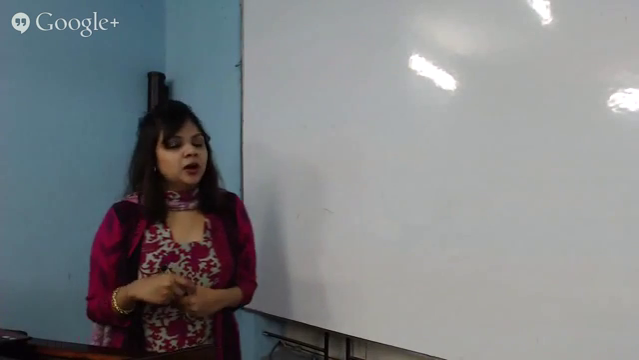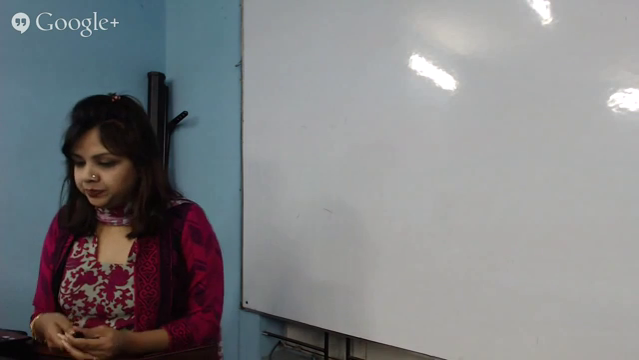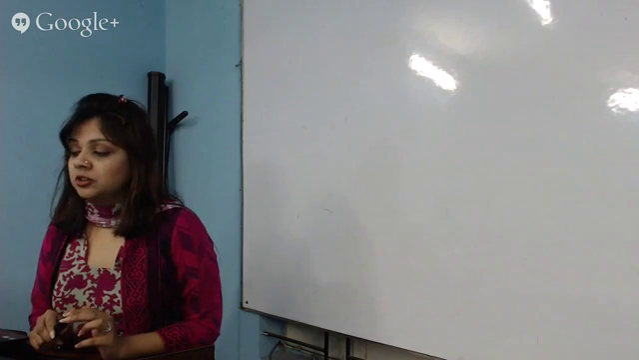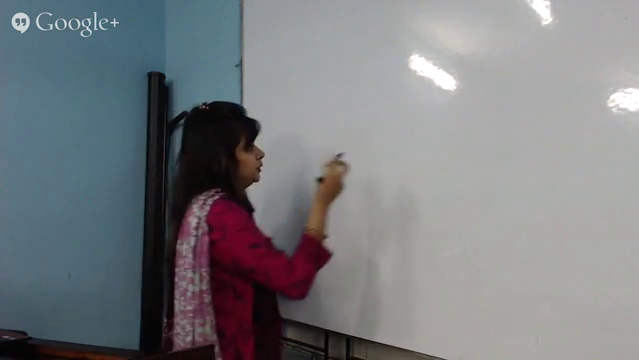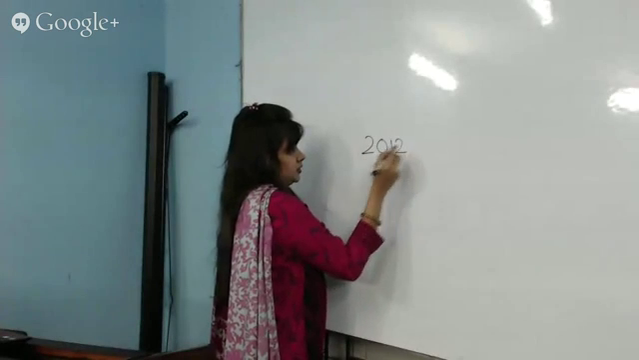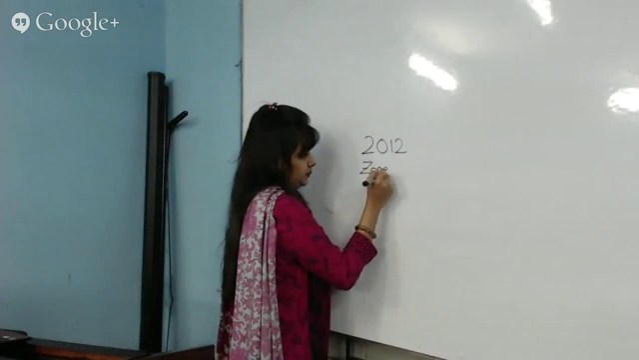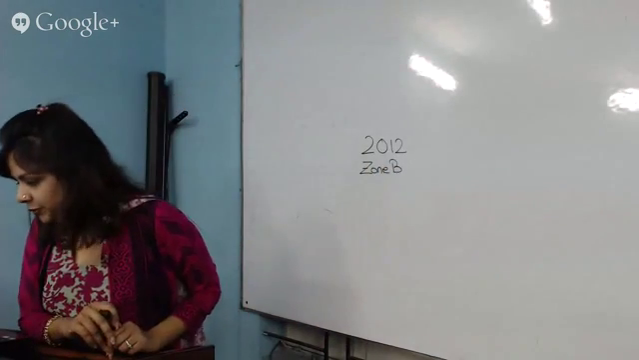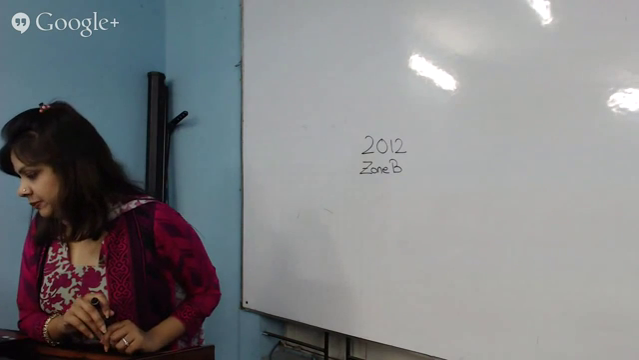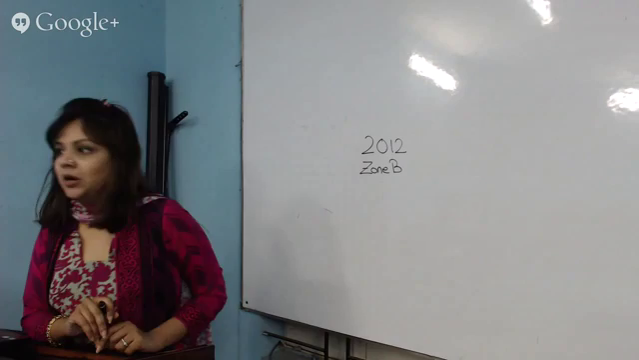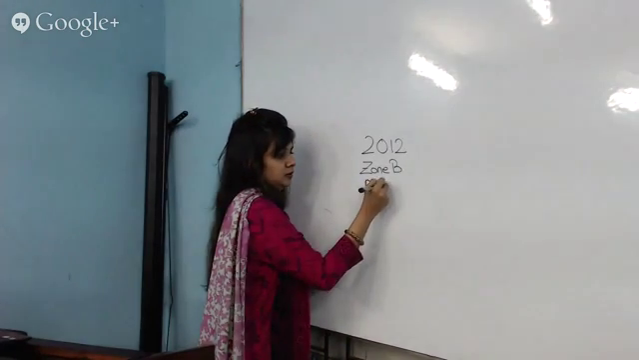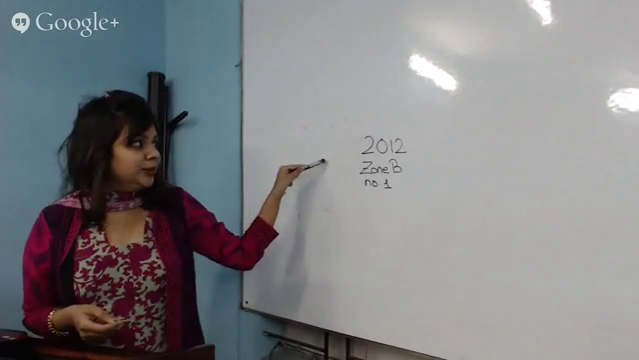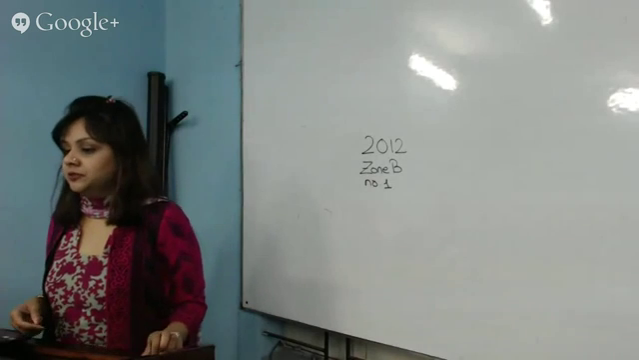Today we're going to try and do some question solving, from the paper 2012, Zone B. The question we're going to do is an offer and acceptance question, question number 1. So we're doing question number 1 from 2012, Zone B.